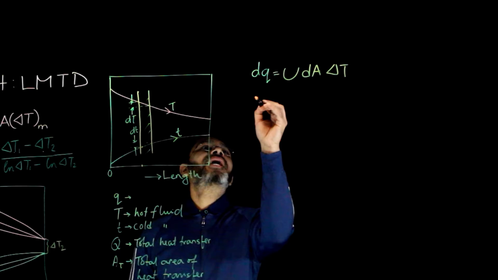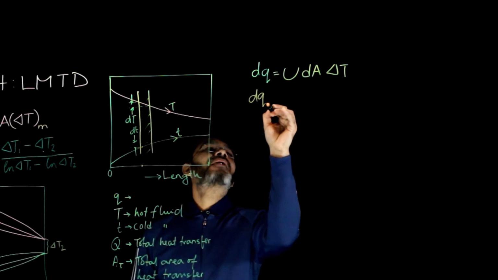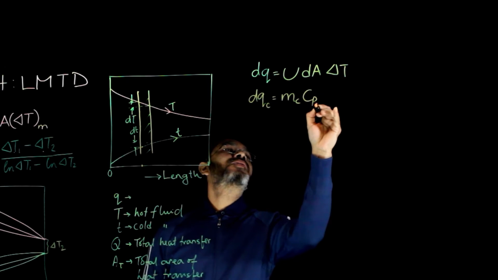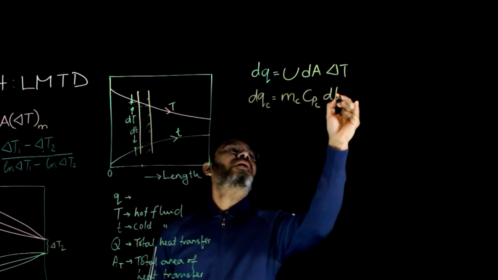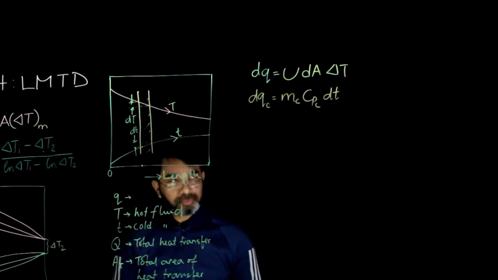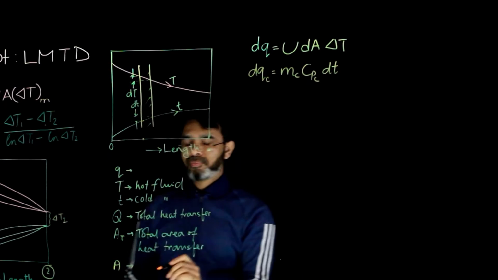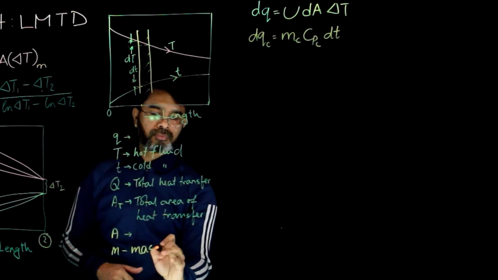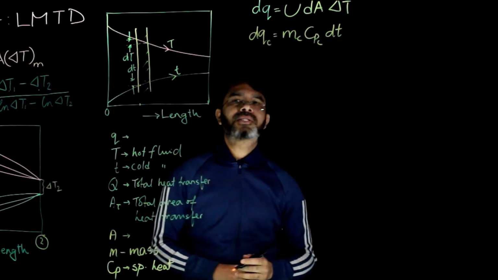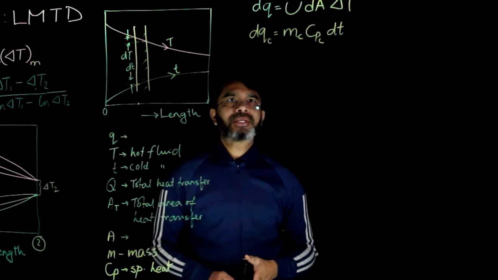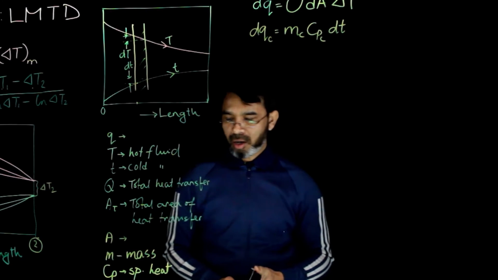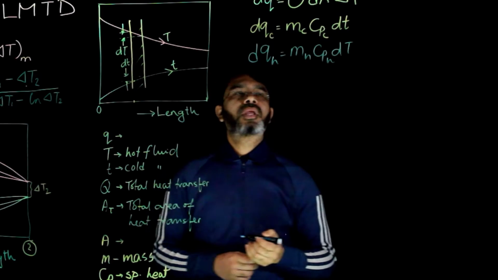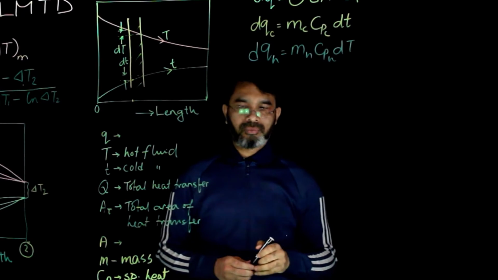Now for the cold fluid, the heat taken can be written as m_c C_pc dt, where m is the mass flow rate and Cp is the specific heat. We use the subscripts C and H for the cold and hot fluid. So you can write it for the hot fluid as m_h C_ph dT, again for the hot fluid.